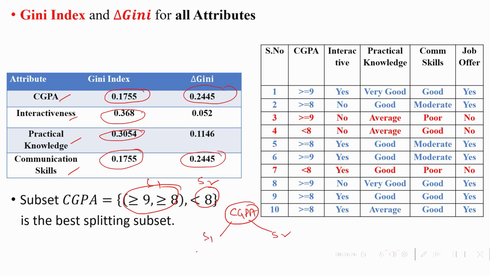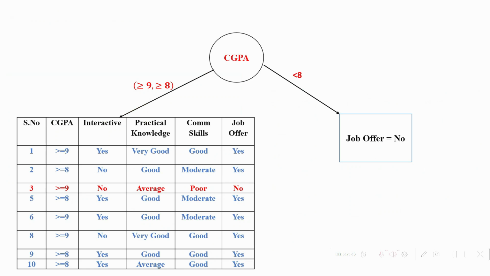Subset 1 contains CGPA greater than or equal to 9 and greater than or equal to 8, and less than 8 is the other subset. Like that we are going to construct the decision tree with the help of the delta Gini value. The delta Gini value is used to select the root node among all the attributes. Now here, CGPA greater than or equal to 9 and greater than or equal to 8 is one subset, and less than 8 is the other subset. If CGPA is less than 8, all belong to job offer no.